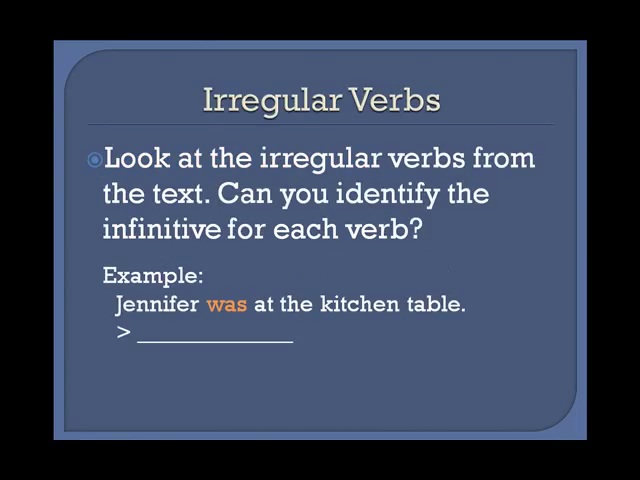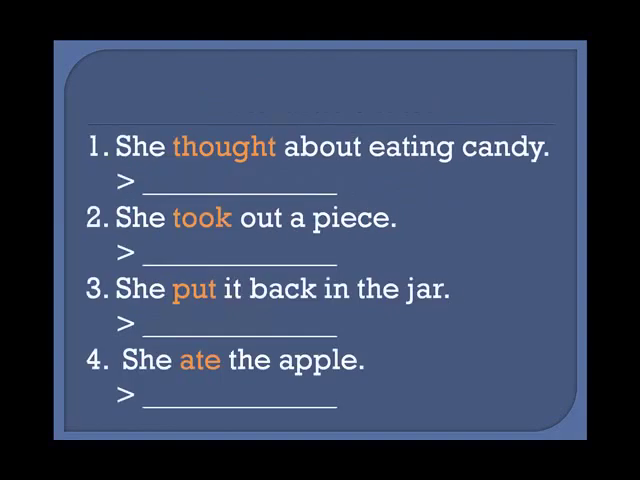Now look at the irregular verbs from the text. Can you identify the infinitive for each verb? Example: Jennifer was at the kitchen table. What's the infinitive? To be. Now it's your turn. Number 1. She thought about eating candy. The infinitive? To think. 2. She took out a piece. The infinitive? To take.